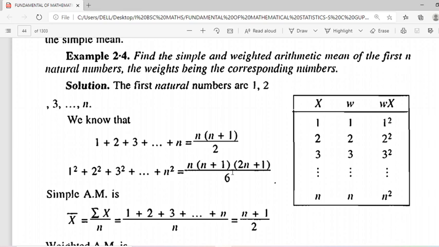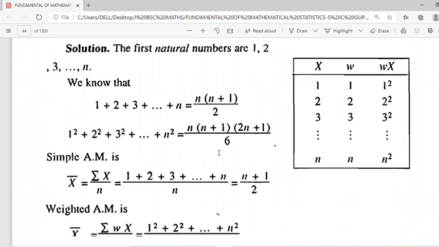So this is a typical example. We can apply this example to different real life situations. Anyway, we can study the calculation of weighted arithmetic mean, and the same idea can be applied in different contexts. So what is simple arithmetic mean? That is 1 plus 2 plus 3 plus etc. n divided by n. So what is the value of 1 plus 2 plus 3 plus etc. n? That is n into n plus 1 by 2. That is a well known formula in mathematics.